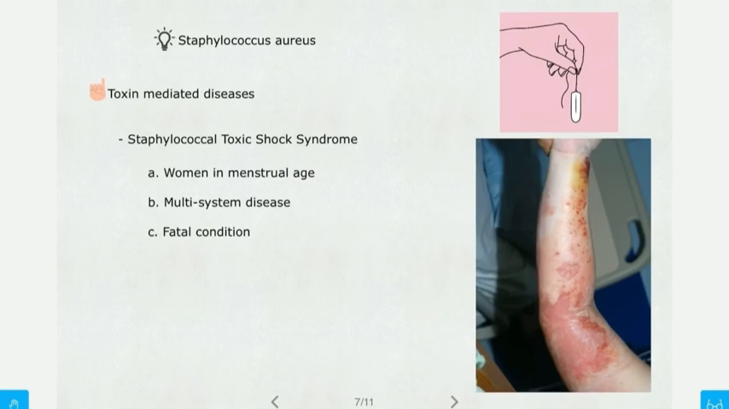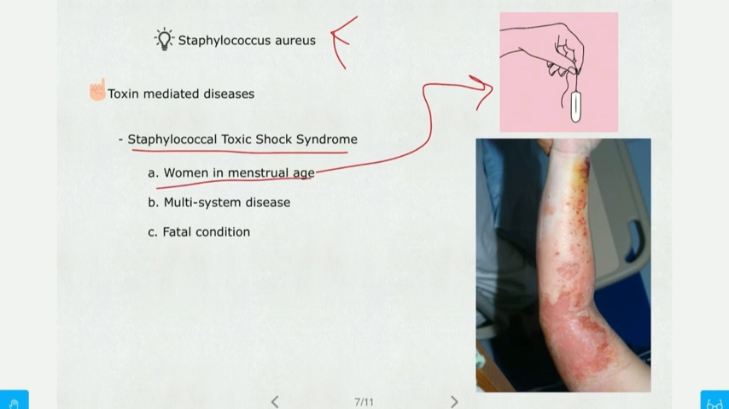The second toxin produced by Staph aureus is known as the toxic shock syndrome toxin 1, which causes staphylococcal toxic shock syndrome. Now, this is very common in women of menstrual age, and it is associated with prolonged use of tampons. It is a multi-system disease that presents as fever, hypotension, and a rash that usually appears this way. Now, if not treated immediately, it is a fatal condition as it leads to end organ failure.